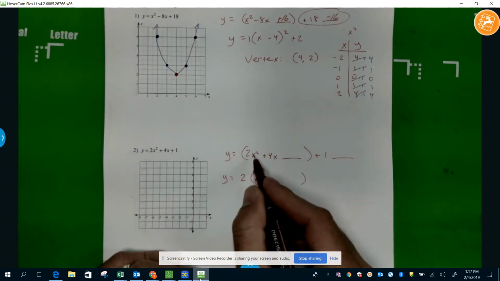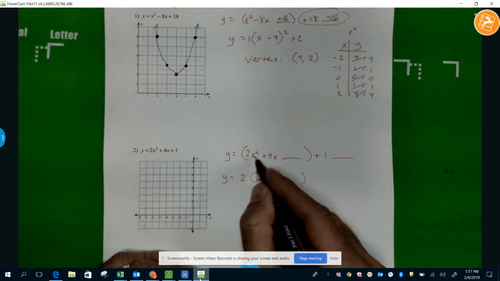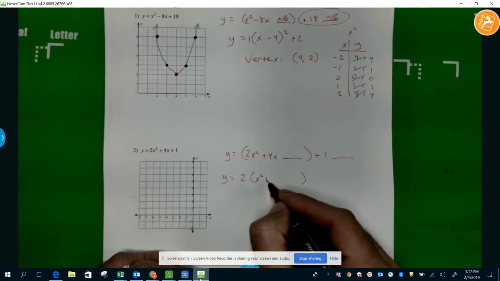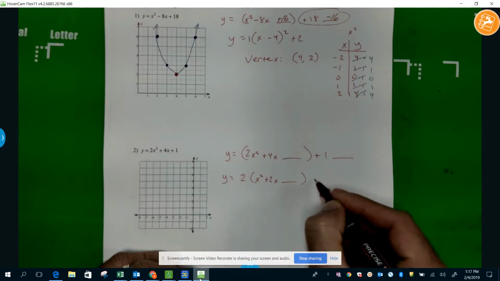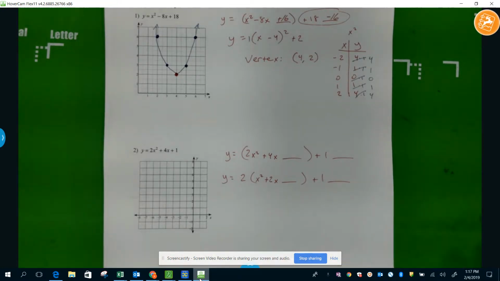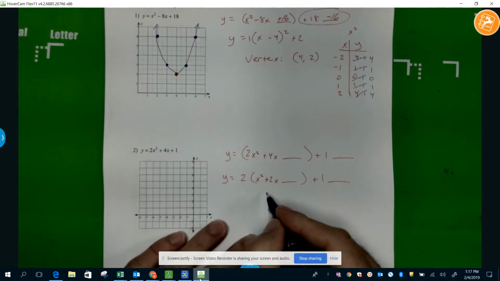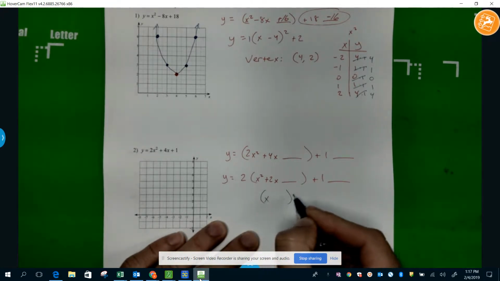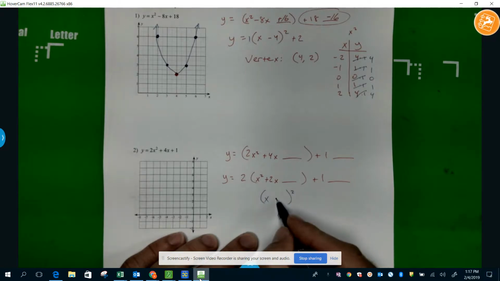Okay, if I take a 2 out, what's left over? I've got an x squared left over. 4 divided by 2 is 2 left over there. Nothing else changes. Now I'm ready to fill in the blank. So when I take half my 2, let's go ahead and use the shortcut here. Half the 2 is a positive 1.